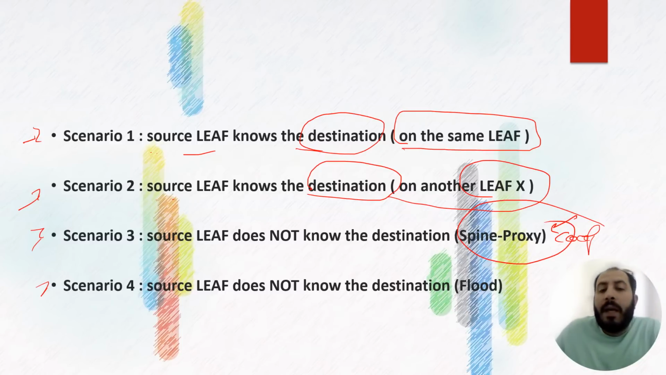The fourth scenario: my source leaf does not know where the destination is, and it will use the legacy way of doing flood. And why do I need to do flood here? We'll explain that on the next slides.